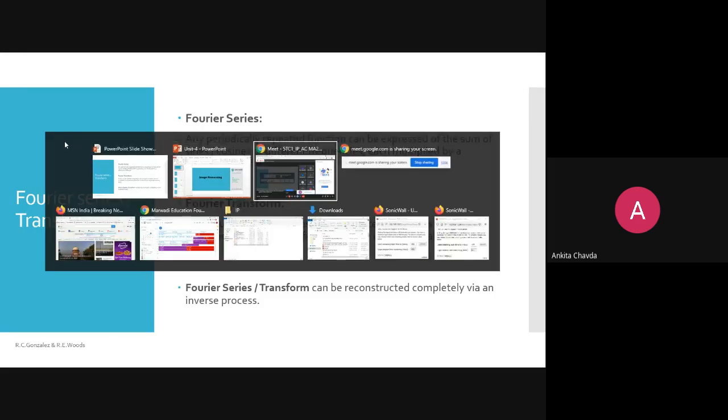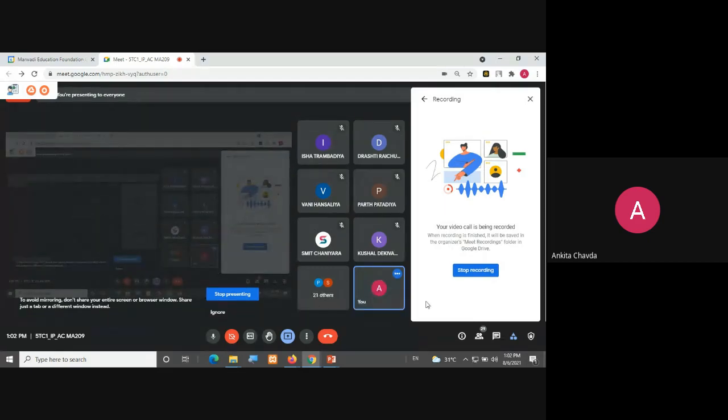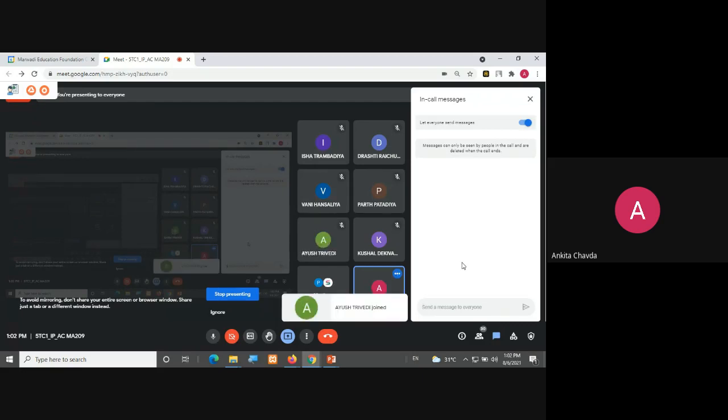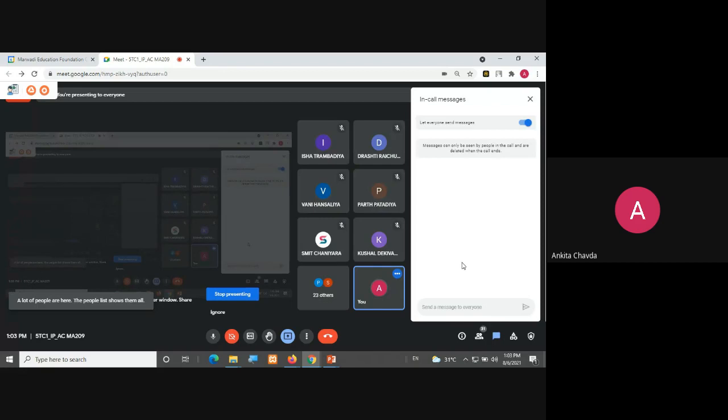Can anybody tell me why we are using this? Yes, any one of you can answer this. Hello? What is Fourier spectrum or Fourier transform or Fourier series or anything which you know about? You can answer here. No one?